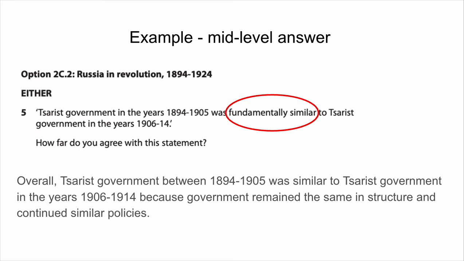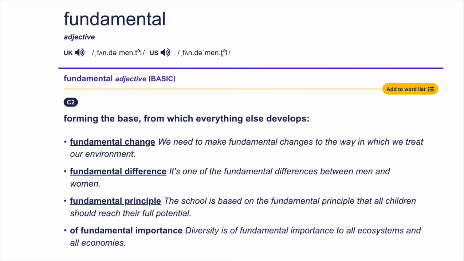They've said why they have decided that the Tsarist government was similar, but they haven't used the word fundamentally in the judgment, have they? They've just said, yeah, they were similar, and this is why. So that's decent. They've done what they need to do. They've reached a judgment, and they said why, but they haven't got into this idea of fundamentally similar. Okay, so this is something that you need to think about.